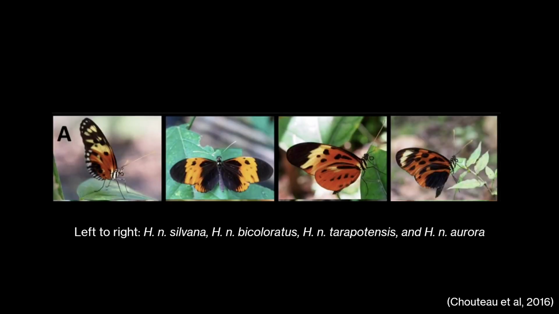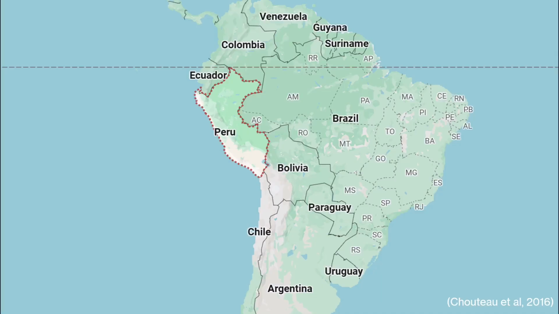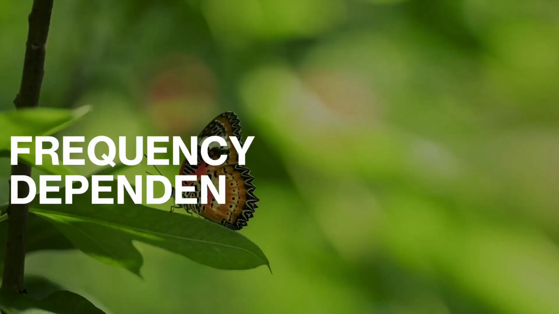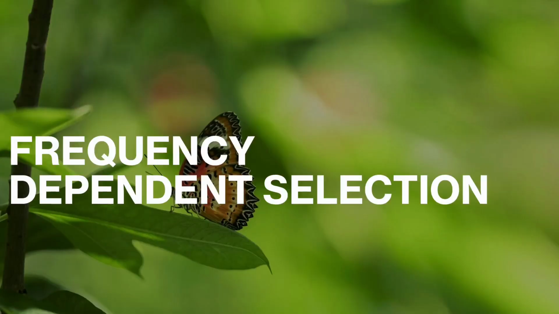Take a look at these butterflies. Their wing patterns look incredibly similar, which is to no surprise because they come from the same region of northern Peru. However, these butterflies exhibit distinctly different phenotypes in different localities. They can teach us something about frequency-dependent selection. Today, we will be diving into this question.